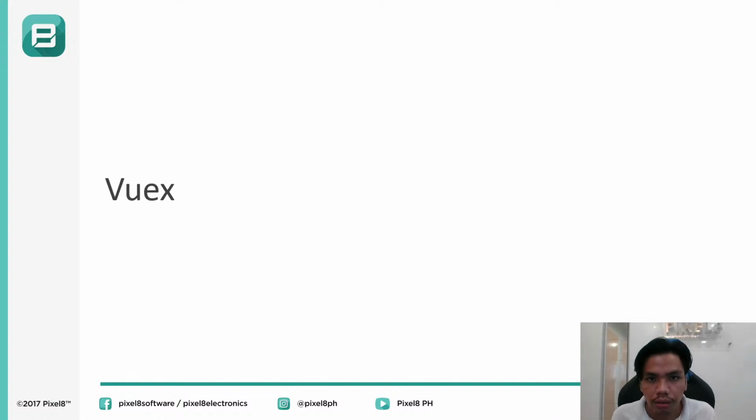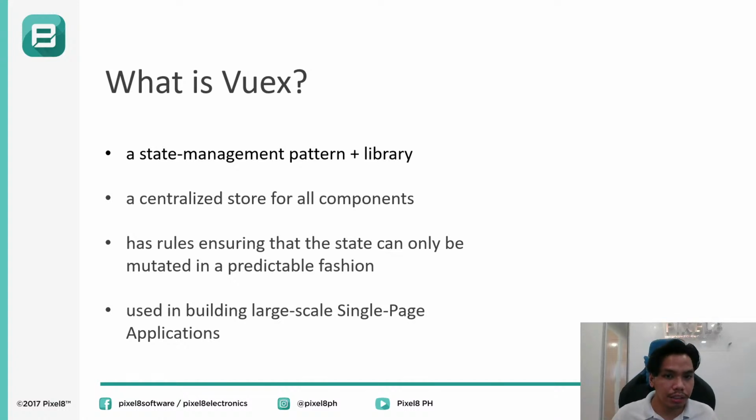Now, with that problem, here comes Vuex. Vuex is the solution for that specific type of problem. You might ask, what is Vuex? Vuex is a state management pattern as well as a library. What do you mean by state management pattern? It follows the specific pattern of centralizing all your components. Imagine that you have a single container where all of your components can tap anytime and grab data from it. That is what Vuex does: a centralized store for all components.